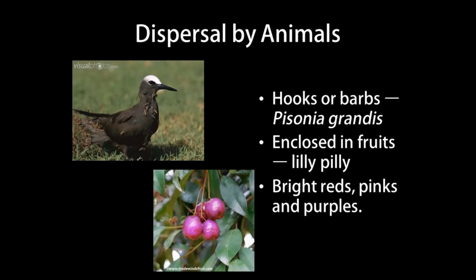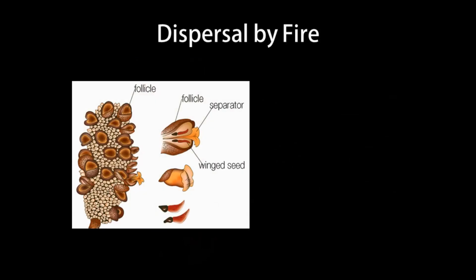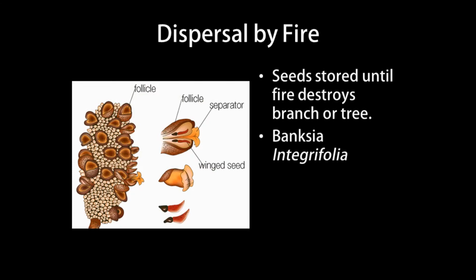Seeds such as those of the lilly pilly can be enclosed in fleshy fruits. Bright reds, pinks, and purples are attractive to many animals. These seeds are often dispersed by the animal after passing through the digestive system, thus carried far from their original plant. Some plants disperse their seeds during times of fire.